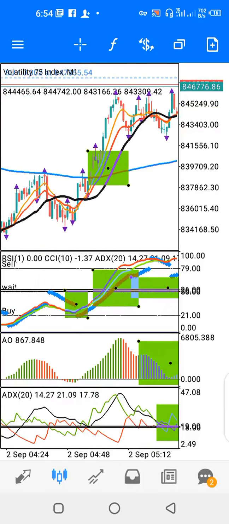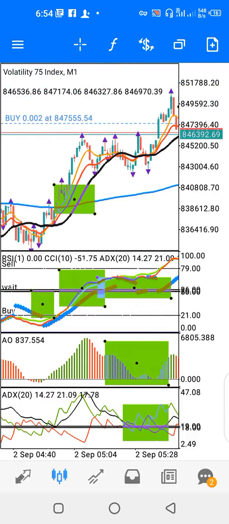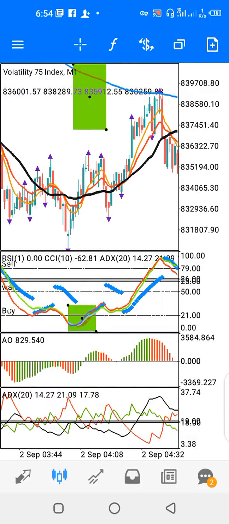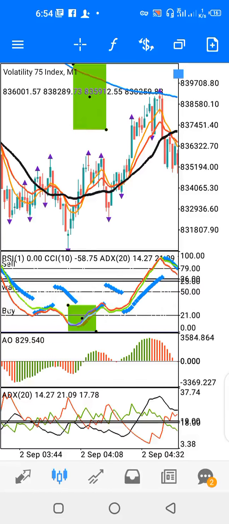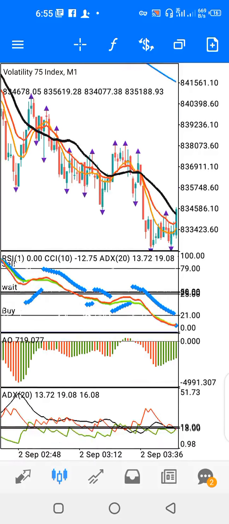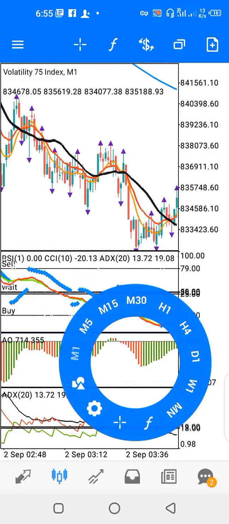You place your buy trade when the awesome oscillator bars start to develop above the 0 level. This is the place for you to place your buy. Place your buy when it crosses from below the 0 level to the upper part above the 0 level. That's your buy signal. That's your buy signal when it crosses above.